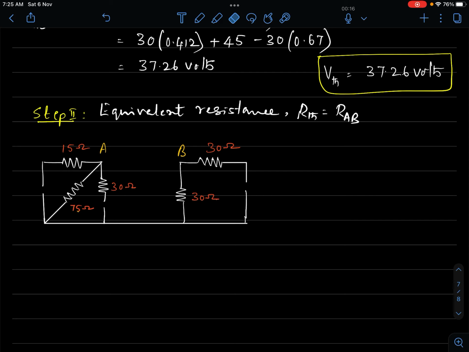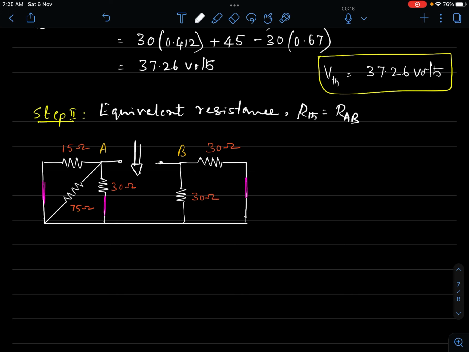I cannot keep it open. If I keep it open, you will get the potential difference. So what we do is we will replace it by a short. I'm using a pink line. I have shorted all the sources. I've replaced the sources by a short circuit. You should know why we replace it by a short circuit. Now this is my A, this is my B.